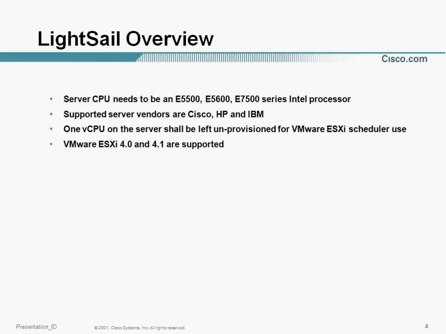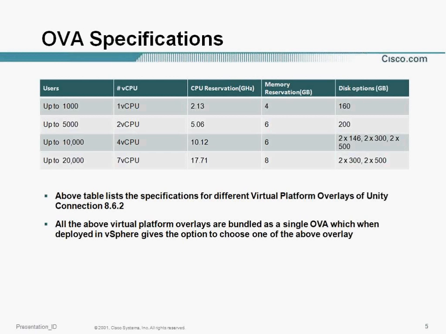Again, continuing to the next slide. The server CPU needs to be an E5500, E5600, or E7500 series Intel processor. The supported server vendors are Cisco, HP and IBM. One vCPU on the server should be left unprovisioned for VMware ESXi scheduler use. VMware ESXi 4.0 and 4.1 are supported. Moving to the next slide, OVA specifications. Here the table shows you the different OVAs that are available to us.